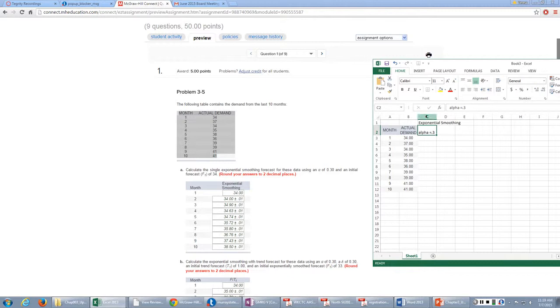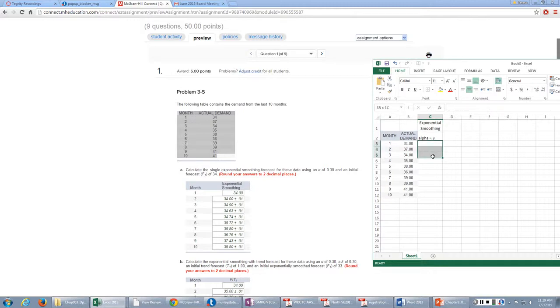And it's just the basic exponential smoothing. We're not taking into account any trend yet, okay? So I'm going to wrap this text and center it, okay? And then I also want this to be, let's just go ahead and format it the same. So we're going to format that the same, all right?